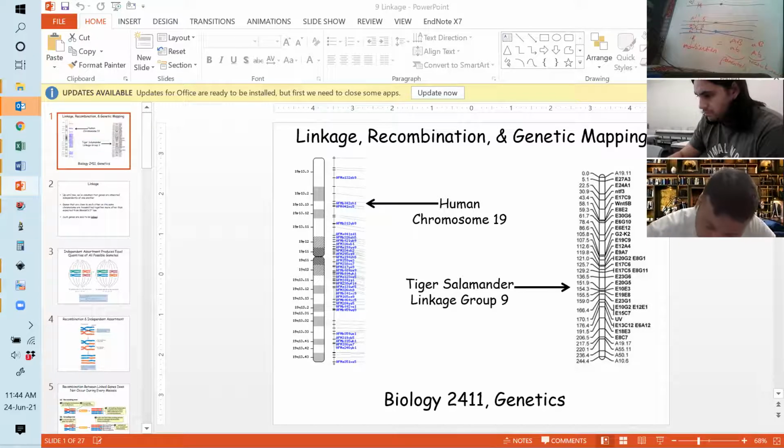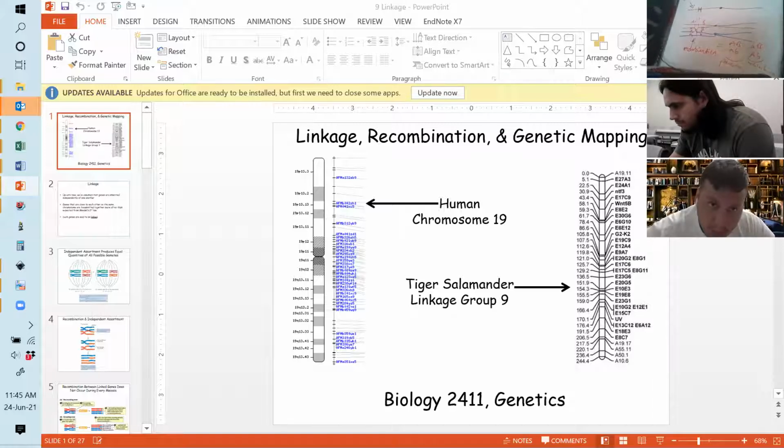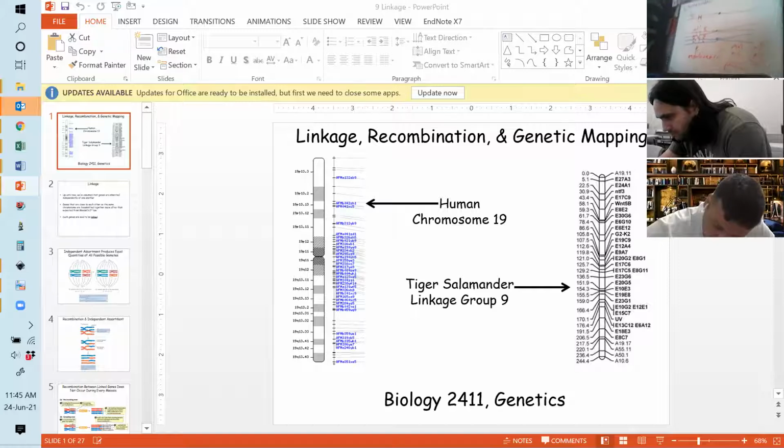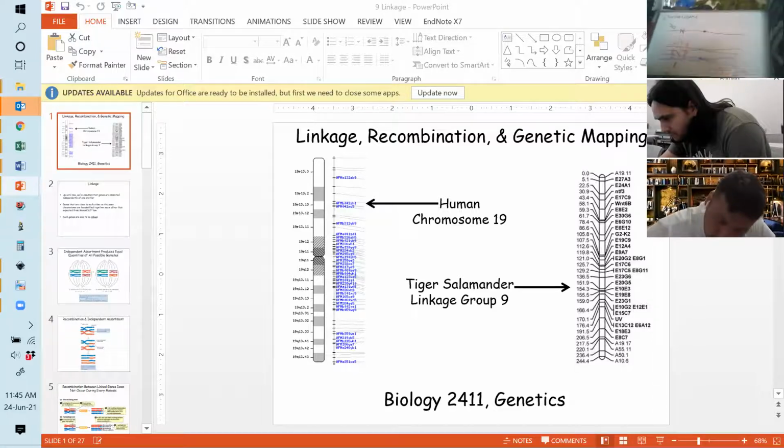All right, that's the basic principle of recombination that we learned when we talked about this in meiosis. Sorry, I have to stretch my leg out, otherwise stuff happens.